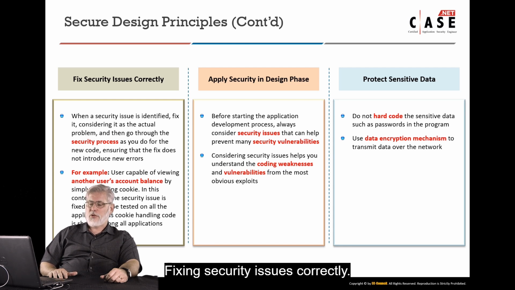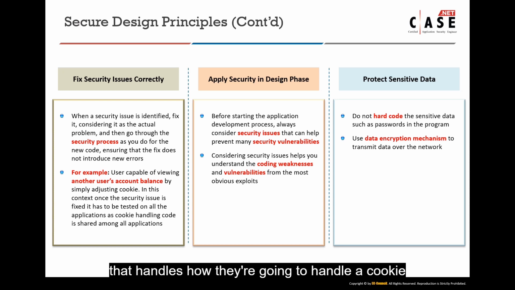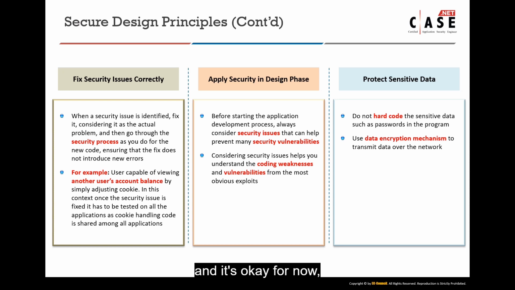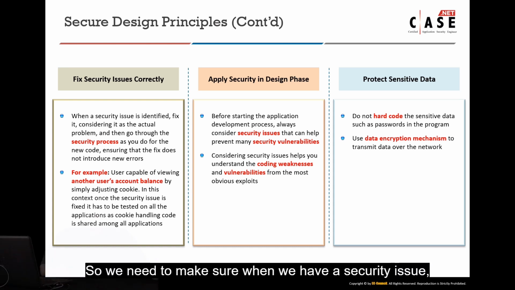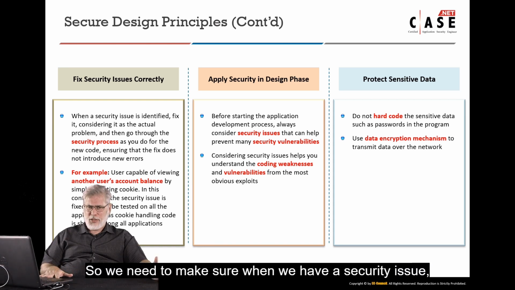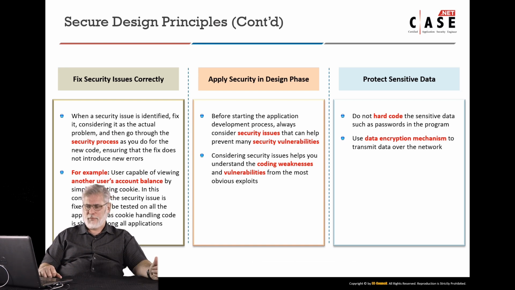Fixing security issues correctly. So, you have a situation where users can accidentally view another user's account balance just by adjusting a cookie. Well, how are we going to fix that? Well, you could make some minor change that handles how they're going to handle a cookie, and it's okay for now, but it in turn either introduces another problem or can itself be circumvented again. So we need to make sure when we have a security issue and are rushed to patch it, make sure that we slow down and we patch it properly.